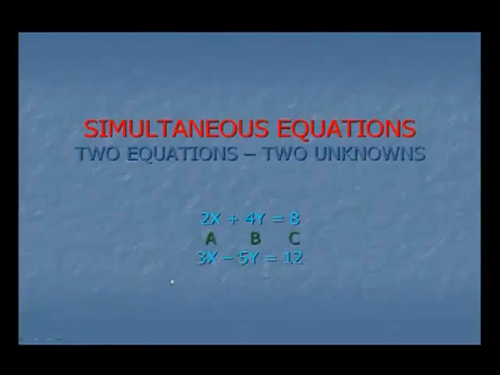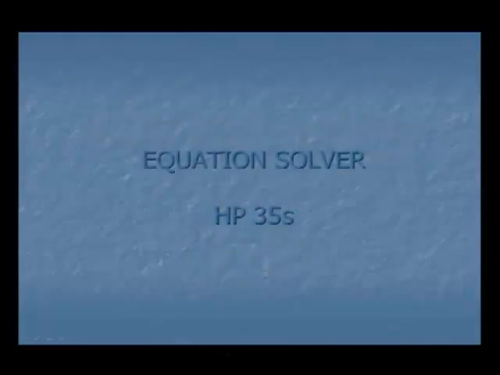Now, a particular format with the HP35 solver is that the first coefficient would be a, so a is 2. B is the second coefficient, so b is 4. C is the first constant, which is 8. So in this case, a is 2, b is 4, c is 8. Then logically for that second equation, d is 3, e is minus 5, and f is 12. So we have to memorize the a, b, c, d, e, f, which is not much trouble, so a logical way of doing it. So now let us go to the equation solver on the HP35S.